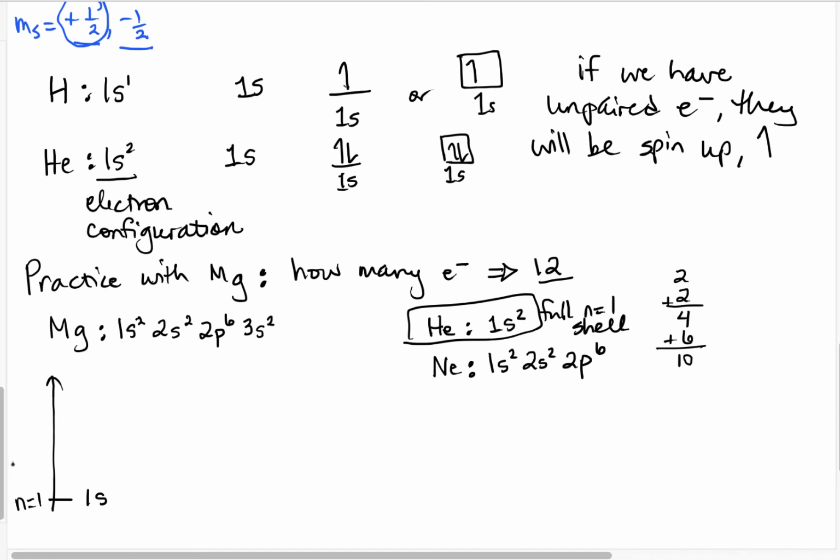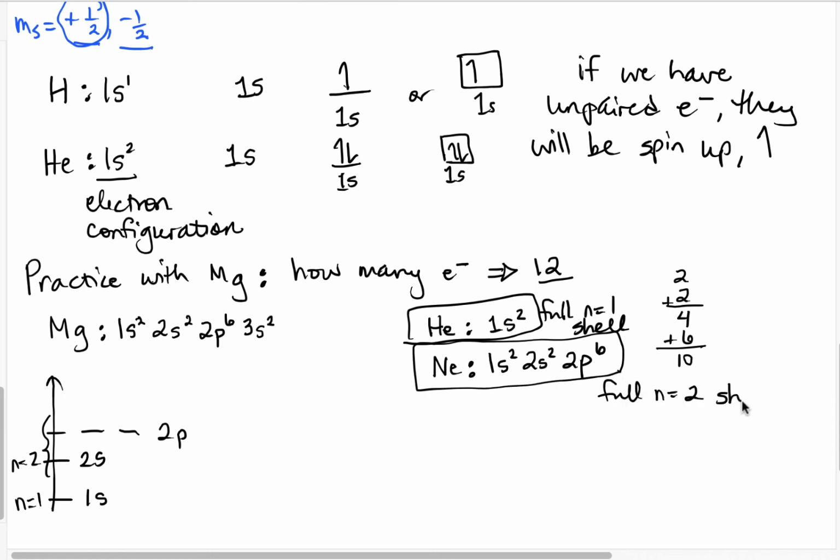For n equals 2, we have 2s and we have 2p, and there are 3 orbitals in the 2p's, right? It's going to be awkward regardless of how I wrote that. I'll fix it. There we go. So now this also has, for neon, a full n equals 2 shell. And what do we know about noble gases? We know that these are not reactive.